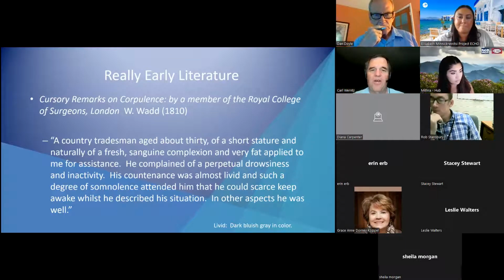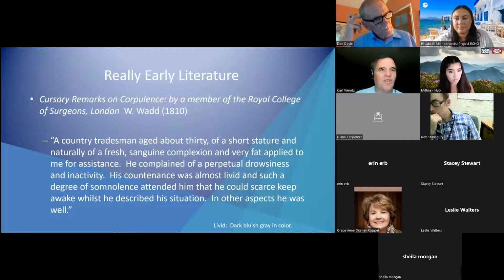So they talk about a country tradesman, age 30, of short stature and naturally of a fresh, sanguine complexion, and very fat, applied to me for assistance. He complained of a perpetual drowsiness and inactivity. His countenance was almost livid, which means dark bluish gray in color, to such a degree that somnolence attended him that he could scarce keep awake whilst he described his situation. In other aspects, he was well.